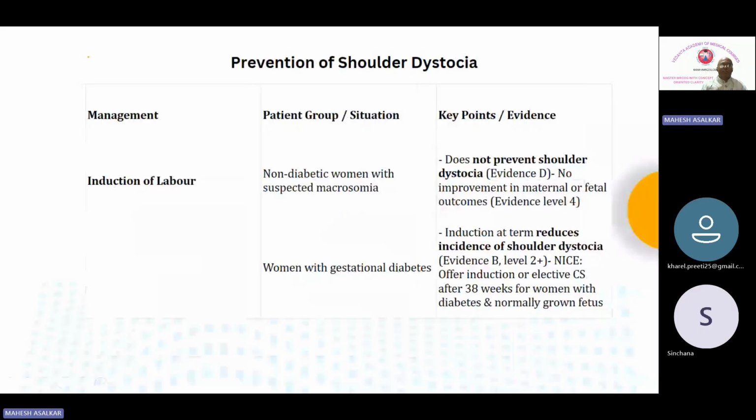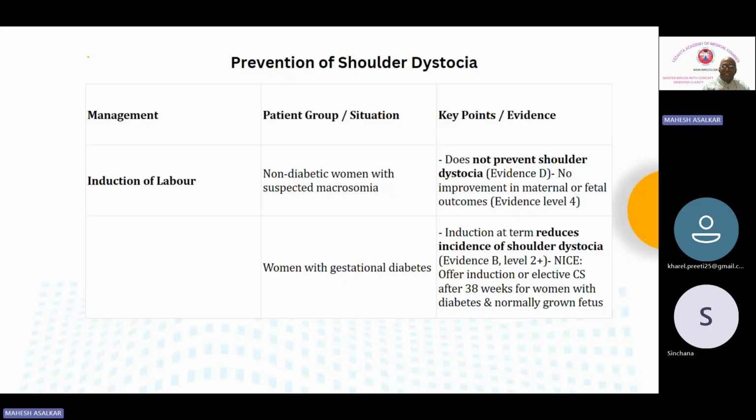Now coming to the prevention of shoulder dystocia. Can induction of labor help in these cases? So let's see what the guidance is. If you have a non-diabetic mother with suspected macrosomia, then induction of labor does not prevent shoulder dystocia, and there is no improvement in maternal or fetal outcomes. For a non-diabetic mother with suspected macrosomia, there is no role for induction of labor. For women with gestational diabetes, induction at term reduces the incidence of shoulder dystocia.